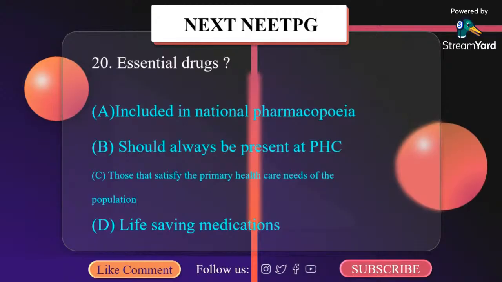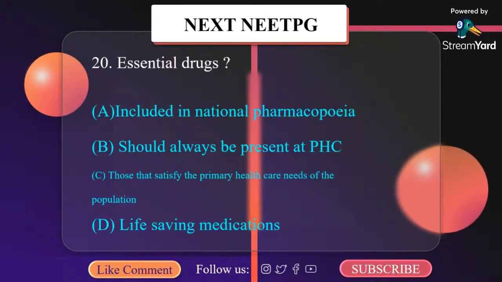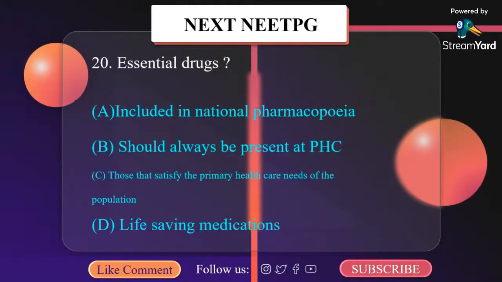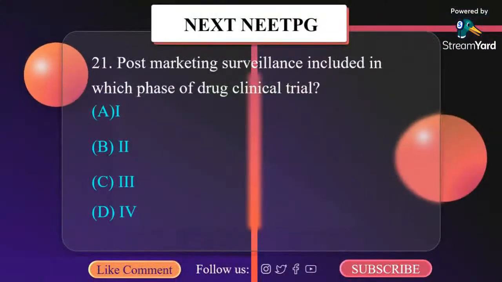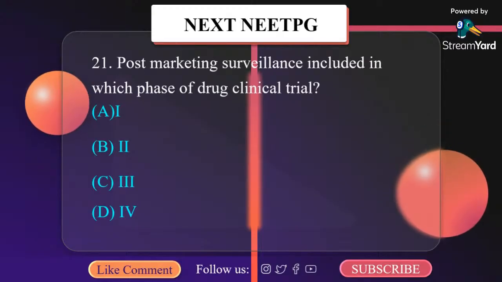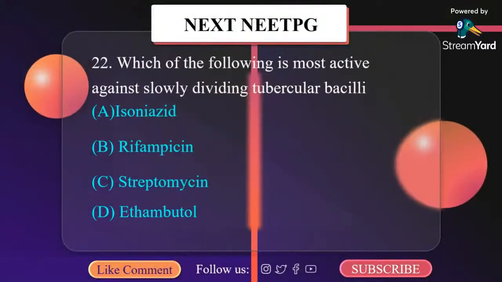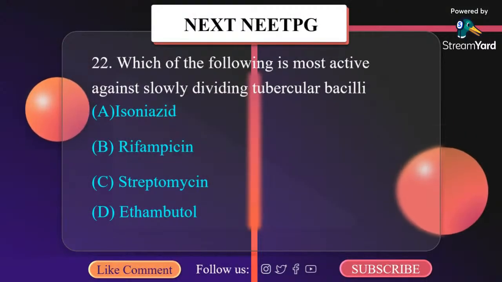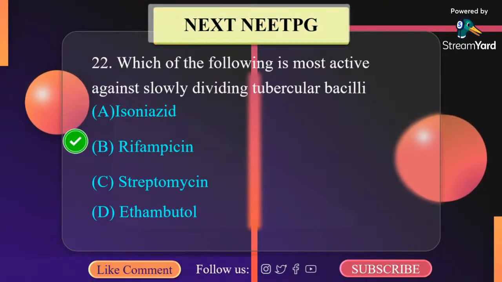Essential drugs are A, included in national pharmacopoeia, B, should always be present at PHC, C, those that satisfy primary healthcare needs of population, D, life-saving medications. It is those that satisfy primary healthcare needs of population. Post-marketing surveillance is included in which phase of drug clinical trial? A, 1, 2, 3, 4. It is 4. Which of the following is most active against slowly dividing tubercle bacilli? It is rifampicin.